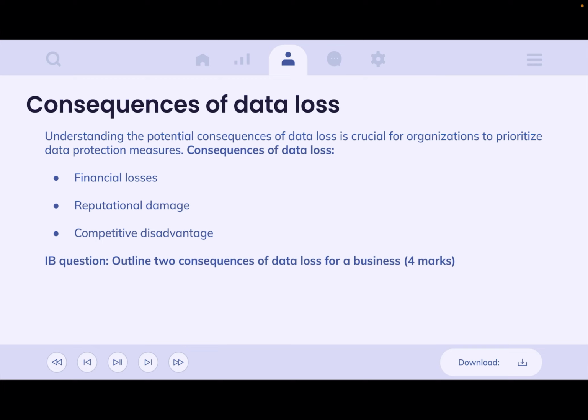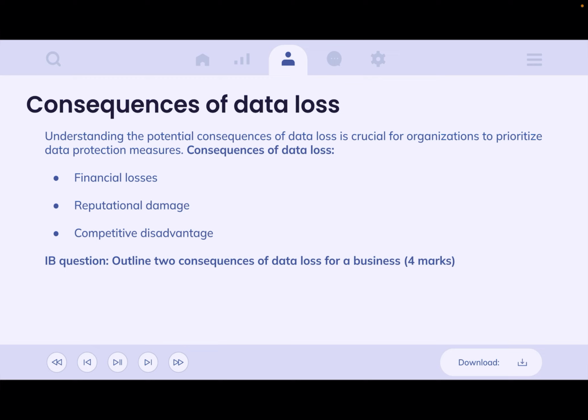A past IB question was: outline two consequences of data loss for a business. This question has 4 marks, so in order for the student to achieve full marks, the student needs to first mention a consequence and explain it correctly with the correct terms and definitions. Then the student needs to do it again for another consequence. And with that, the student will be able to achieve full marks. The example that the IB mark scheme has given us is the next one.